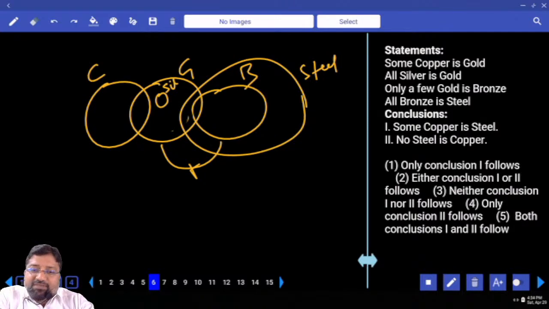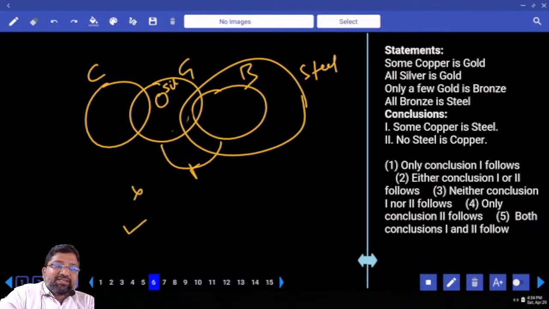Some copper is steel. Is some copper steel? No steel is copper. Right? Complementary: some steel is copper. Can copper go and touch steel? Yes. So this is right, this is wrong. What should be my answer?